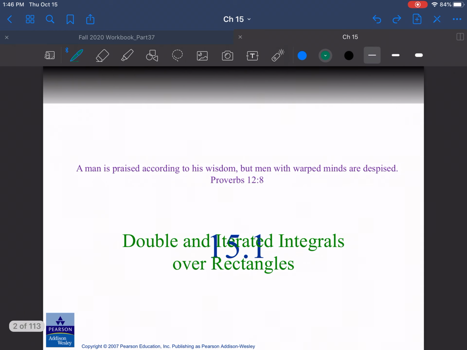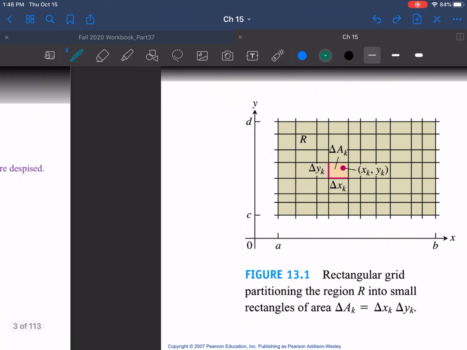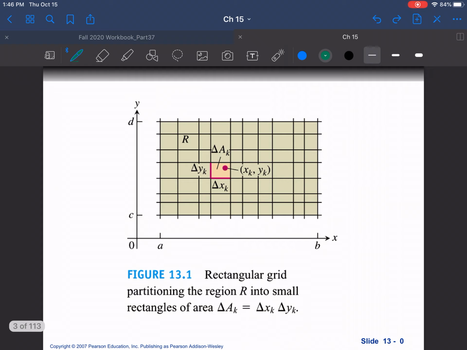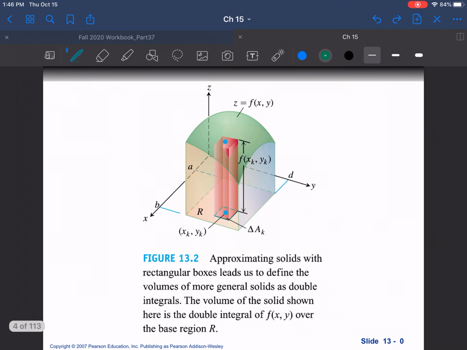We're doing section 15.1, double and iterated integrals over rectangles. And so let's take a look at this. The idea is we can basically work our way into the Riemann sum for this by taking a rectangular region and breaking it into a bunch of smaller rectangles. By doing that, we can come across to a picture like this where we would break this rectangular region up into smaller rectangles like this.